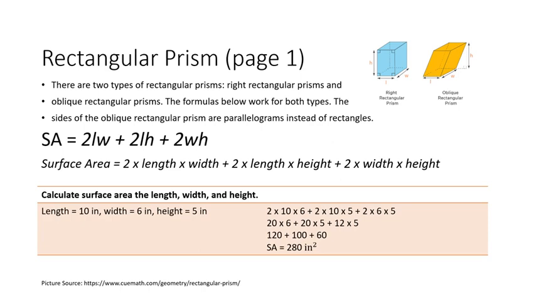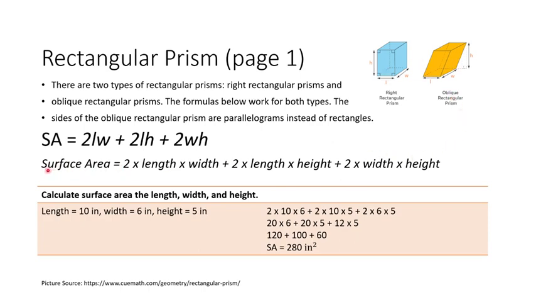Now, there are two types of rectangular prisms. There is the right rectangular prism, and notice we have right angles or 90-degree angles. There's also the oblique rectangular prism. This one is absent of 90-degree angles, and you can see that it's kind of slanting. Now, this formula here will work for both of these types of prisms.